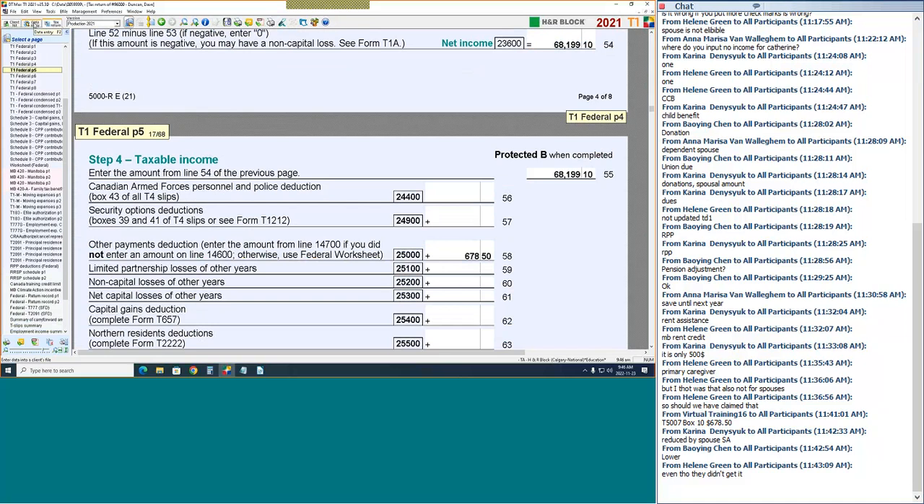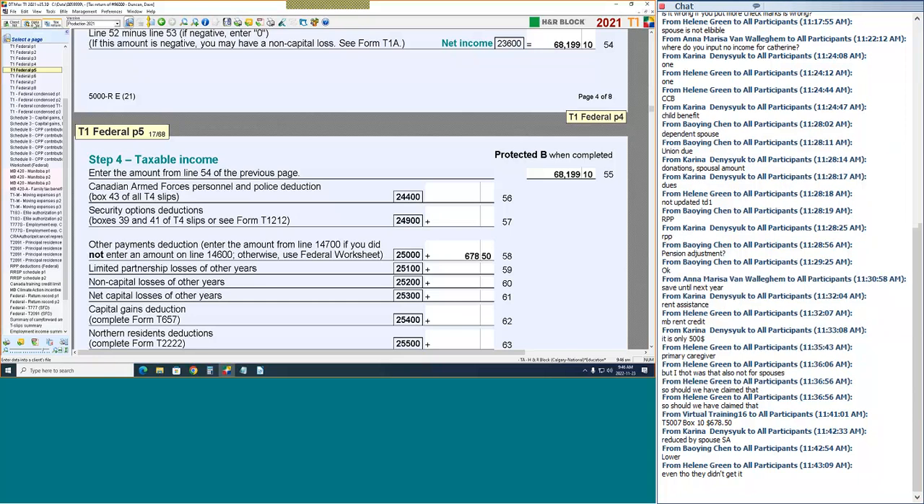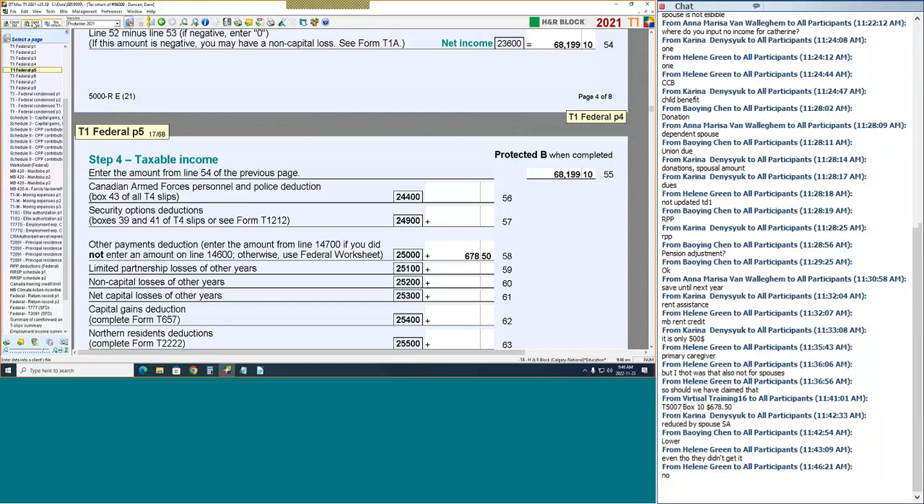Okay. What will this do to his final result? So if he came back in after you'd filed the return and he said, oops, I missed a T5007, do we have to do an adjustment? Is that going to change his refund or his balance owing? No. Good. So we can correct it.